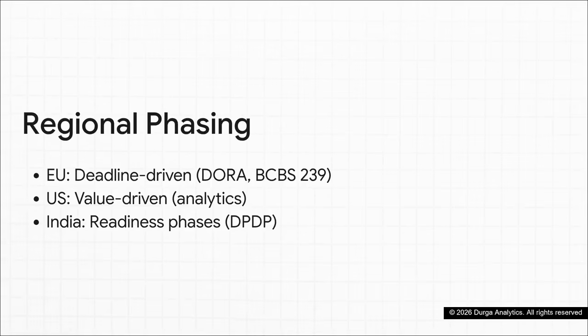In the EU, it's highly deadline-driven by regulations like GDPR or DORA. In the US, it's typically value-driven around M&A activities or analytics. And in India, it might be anchored heavily around readiness phases for DPDP data localization. You have to tailor your phase 1 to solve your region's biggest immediate headache.